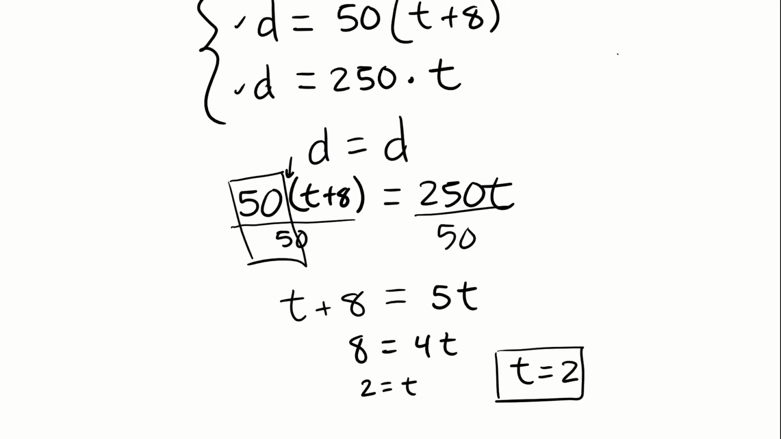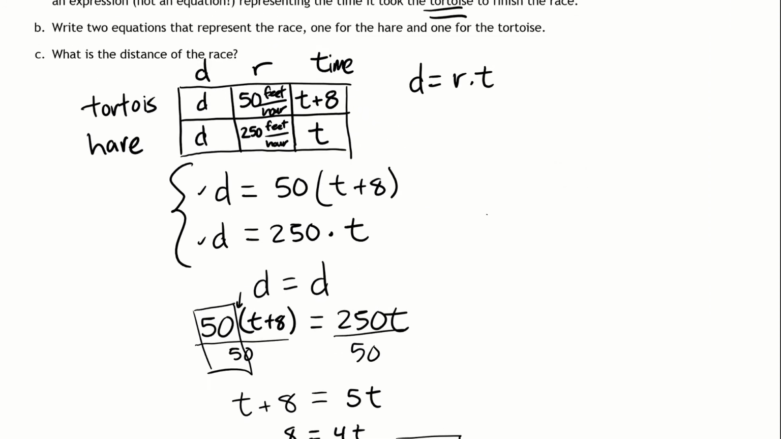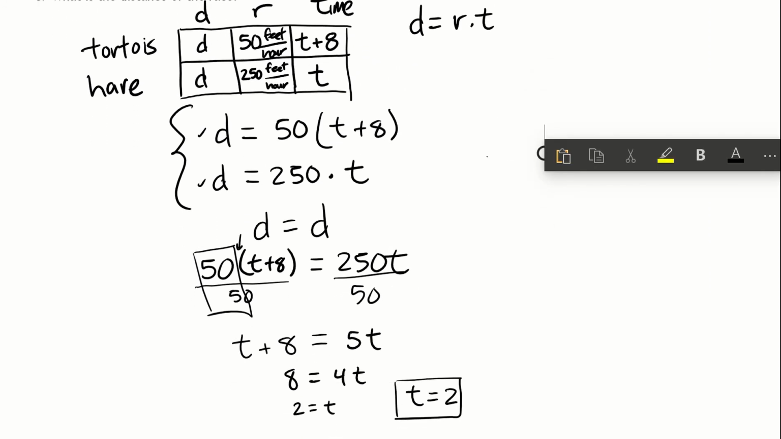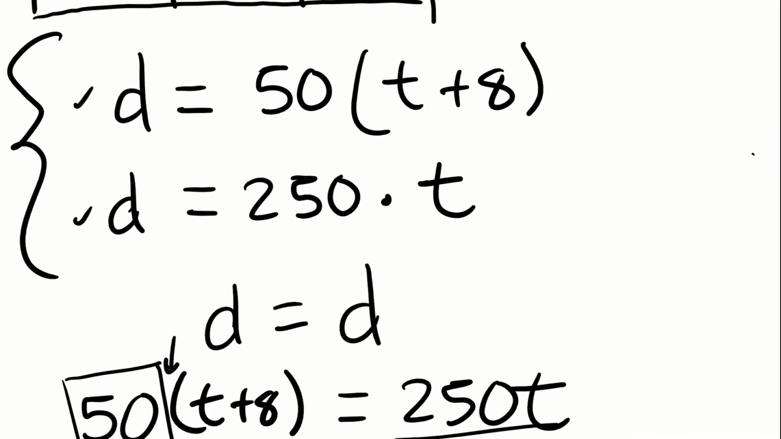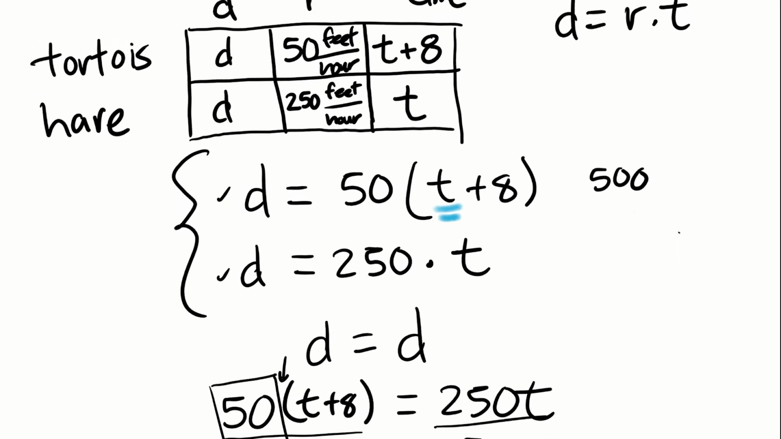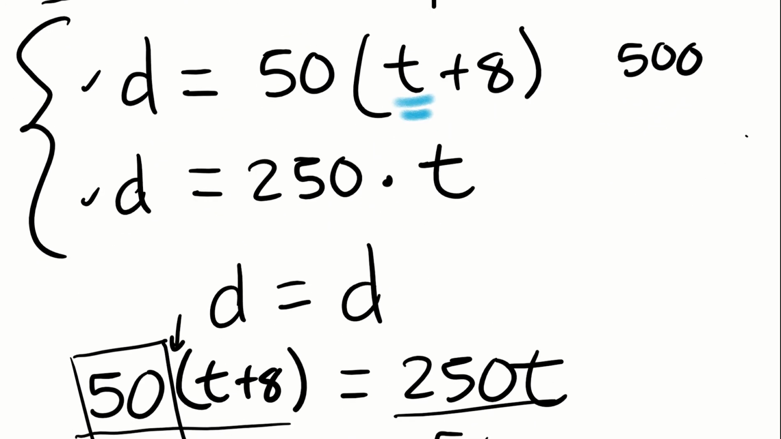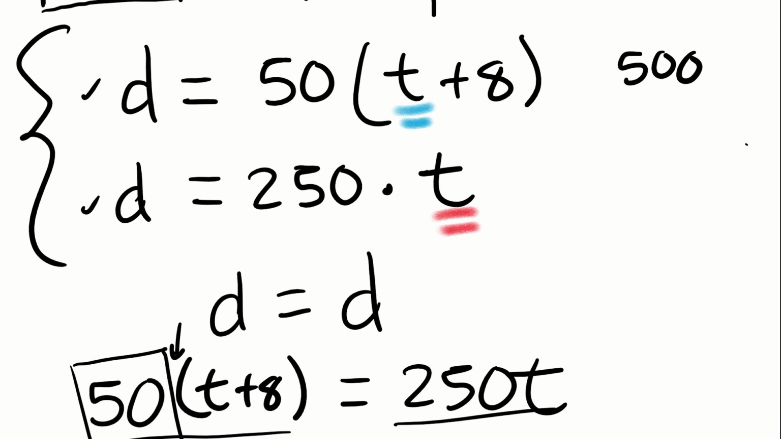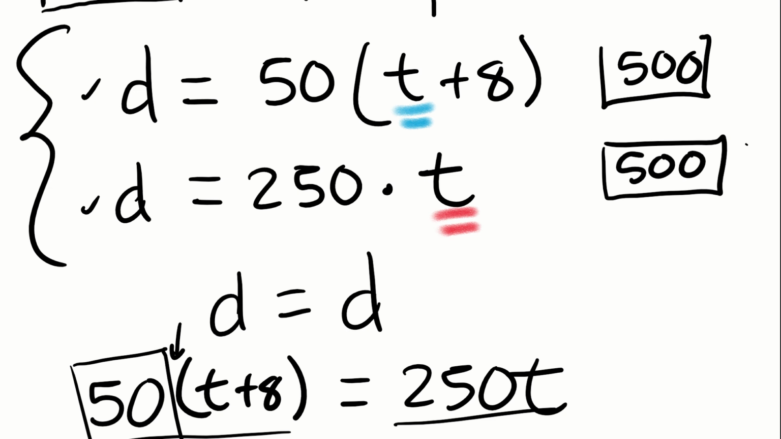The question was how long is the race? And if I come back in here, the distance of the race is going to be the value I get when I plug 2 into these. And you can see if I plug 2 in for this value, this becomes 50 times 10, which was 500 units. These are clearly feet. Yeah, 500 feet. But also, if I plug 2 in for this value of t, I also get 500. So that's a nice check that both of them did run 500 feet. It's just that the tortoise did it in more time. The tortoise did it in 10 hours, and the hare did it in only 2.